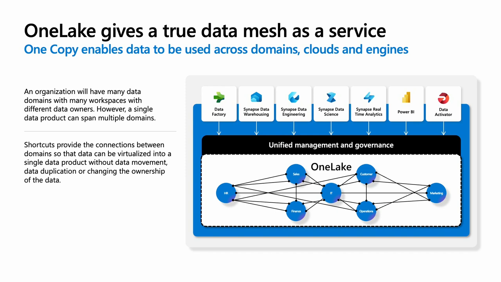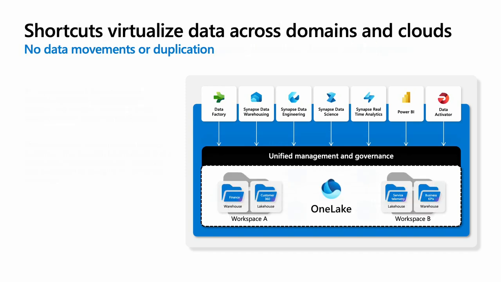Let's zoom back in and look at how. A shortcut is nothing more than a symbolic link which points from one data location to another. Just like you can create shortcuts in Windows or Linux, the data will appear in the shortcut location as if it were physically there.